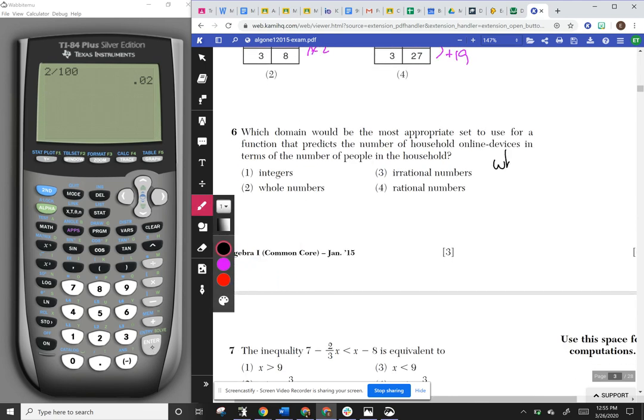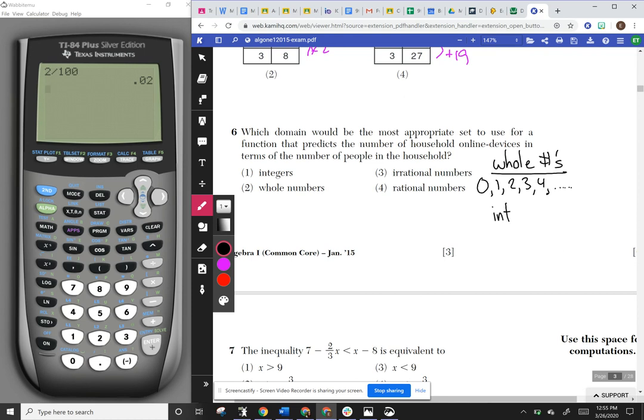So whole numbers is going to be like 1, 2, 3, 4, on and on and on and on. So usually it's not including 0. Sometimes it can. We can add that in there. But it's definitely not including the negative numbers, the negative whole numbers.